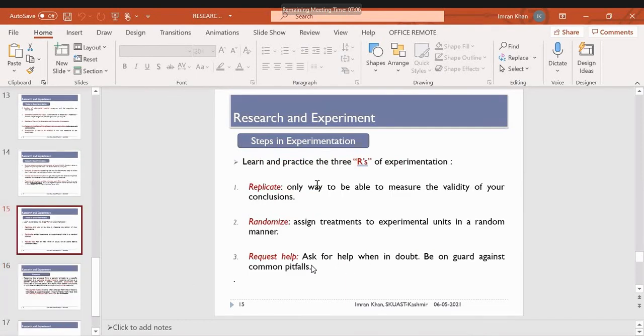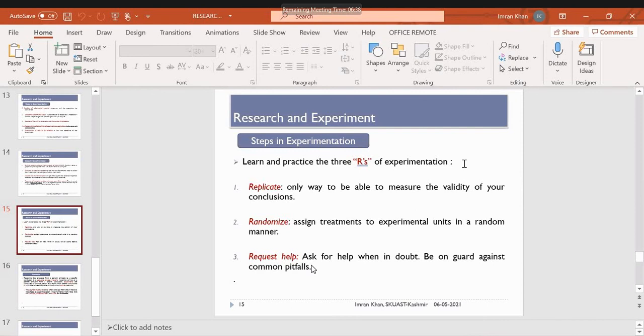So learn and practice the 3 R's of experimentation. That is replicate. As I said, the precision of your experiments depends upon the number of replicates. So we need to replicate it. Then randomize. The randomization is done to avoid the bias, to remove the biasness. It's not that a particular good treatment you will give to favorable students. And third is request help.